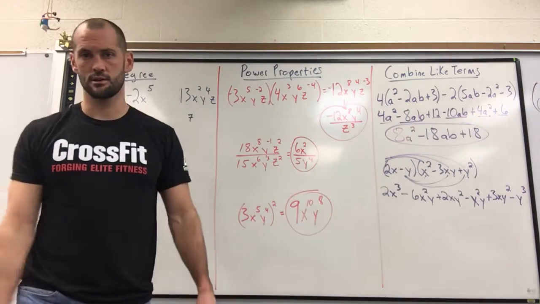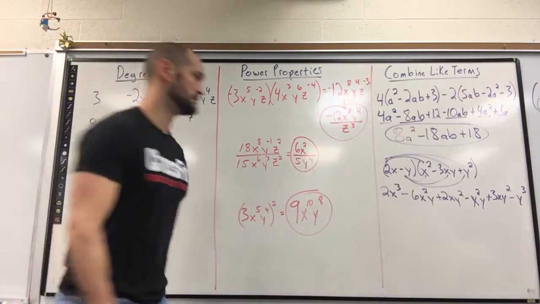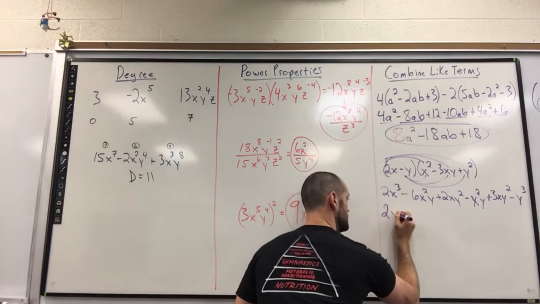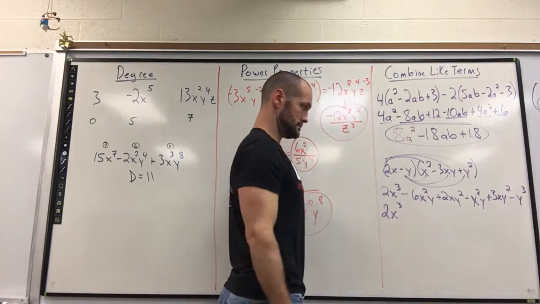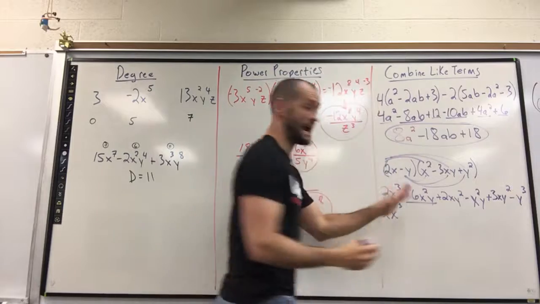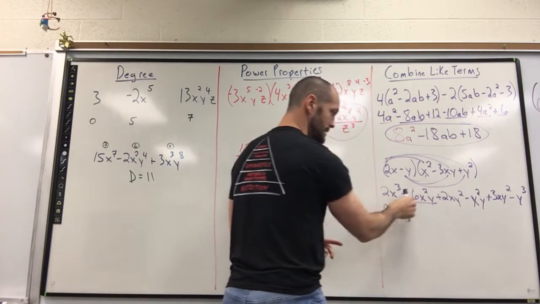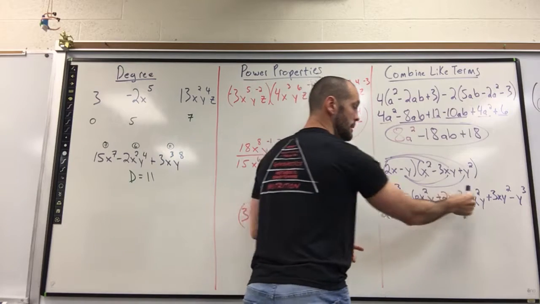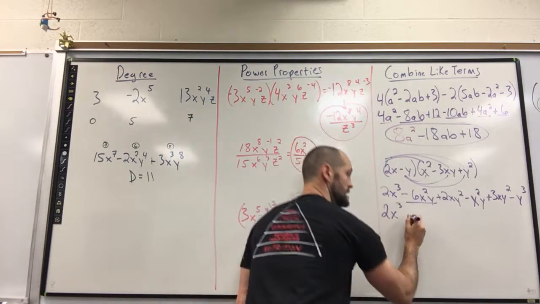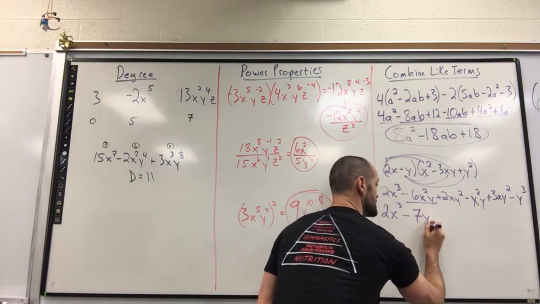Oh, let's get some like terms. There's only one x cubed. It stands alone. x squared y has to have an x squared and a y. Nope. Yup. Negative 6x squared y minus 1x squared y gives me a negative 7x squared y.